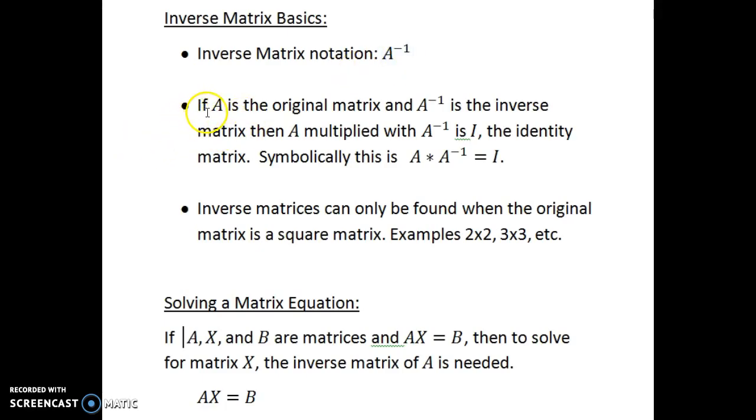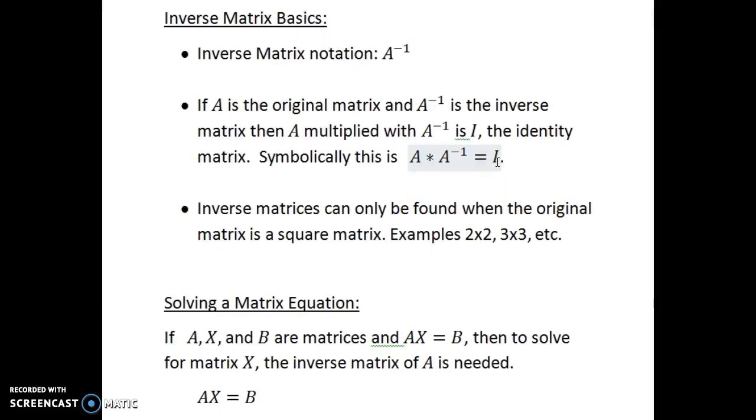Second point, if A is the original matrix and A inverse is the inverse matrix, then when the original matrix A is multiplied with the inverse matrix, the result is I, the identity matrix. Symbolically this looks a lot simpler. It's just A multiplied with A to the -1 equals I. In essence, if you take the original matrix and multiply it by its inverse, you should end up with an identity matrix.